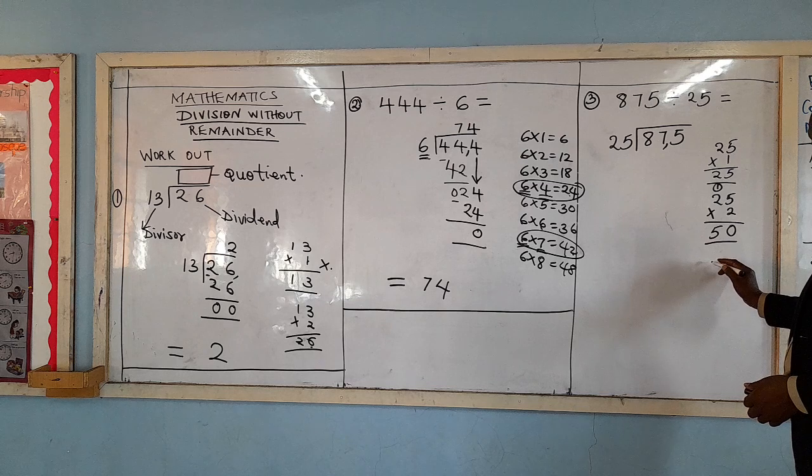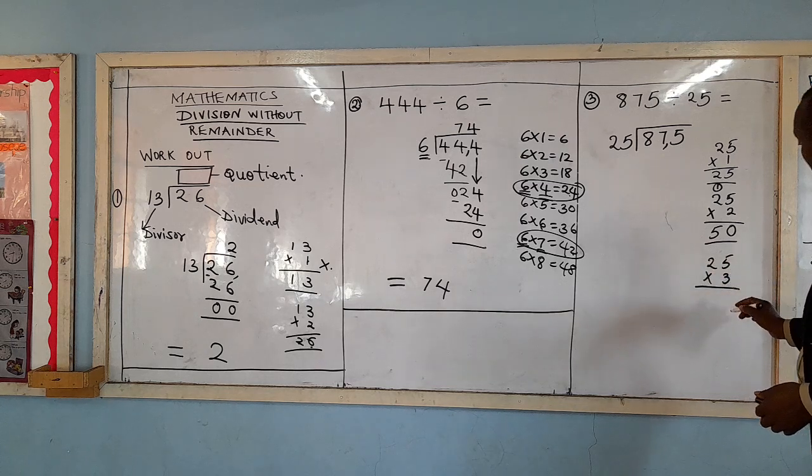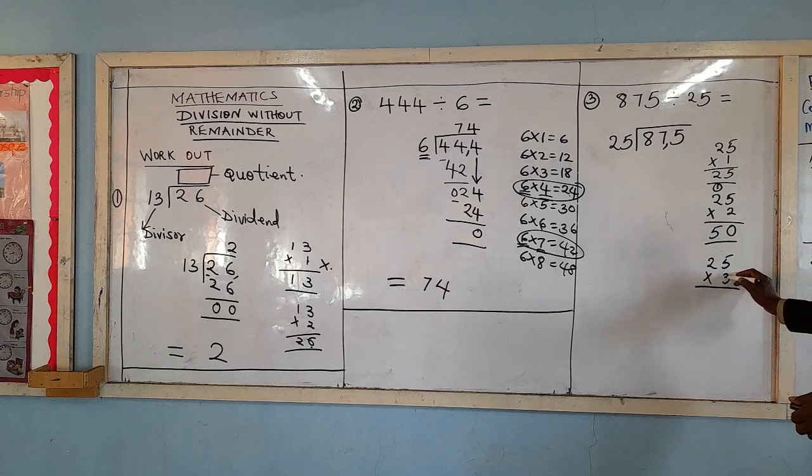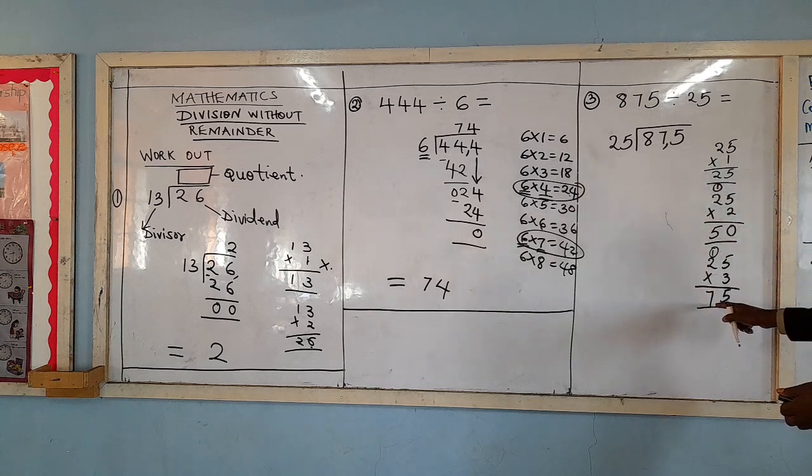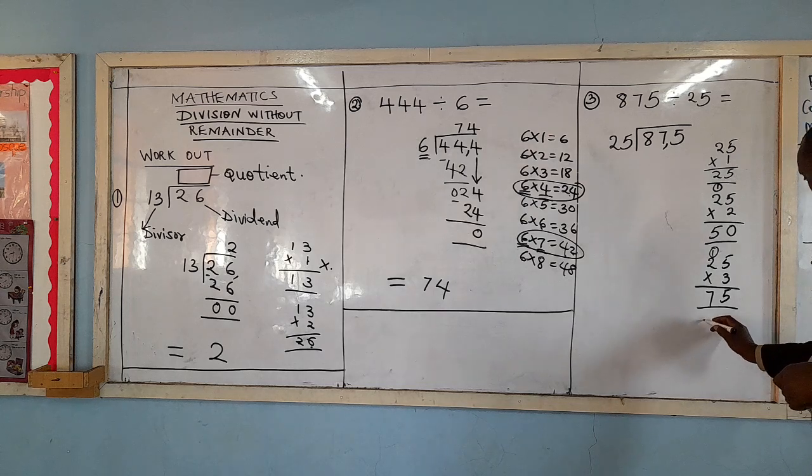And if you try to do 25 times 3, you realize that 3 times 5 is 15. You write 5, you carry 1. And then 3 times 2 is 6, plus the 1 you carried gives you 7. So this one gives us 75. Remember, we are looking for 87. And here we have 75. So we are almost there. Let's try the last one.